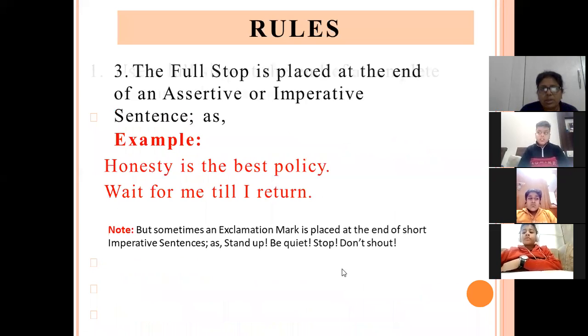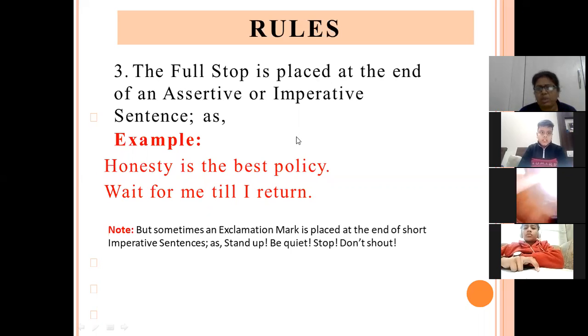Next, the third one. The full stop is placed at the end of an assertive or imperative sentence. In the beginning also, I told you that you have to be very particular about your grammar, because any part of grammar can come anywhere. Now, when we are learning punctuation marks, types of sentences are also added in this. So you should know what assertive and imperative sentences are. Assertive are statement sentences, like honesty is the best policy. The sky is blue. This is an assertive sentence. You cannot change it. It is a universal truth.